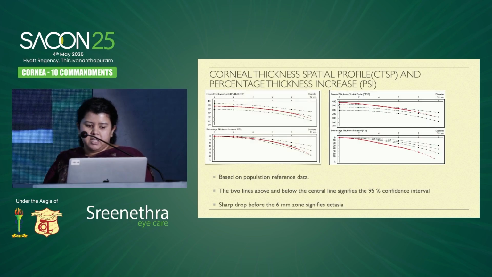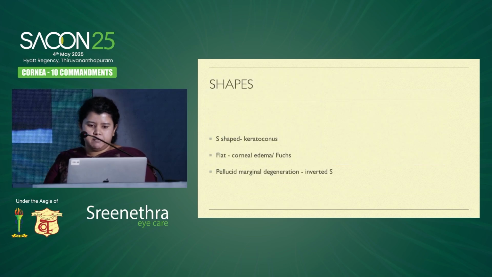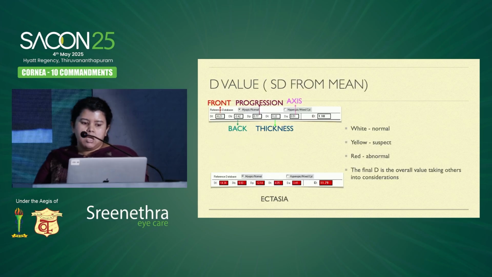The CTSP and the PSI curvatures are based on the population reference data. The two lines above and below the central line signify the 95% confidence interval. A sharp drop before the 6 millimeter zone signifies ectasia. And for the curvature of the map, if it's S-shaped, it can mean keratoconus. Inverted S-shape is pellucid marginal degeneration, and flat is corneal edema or Fuchs.